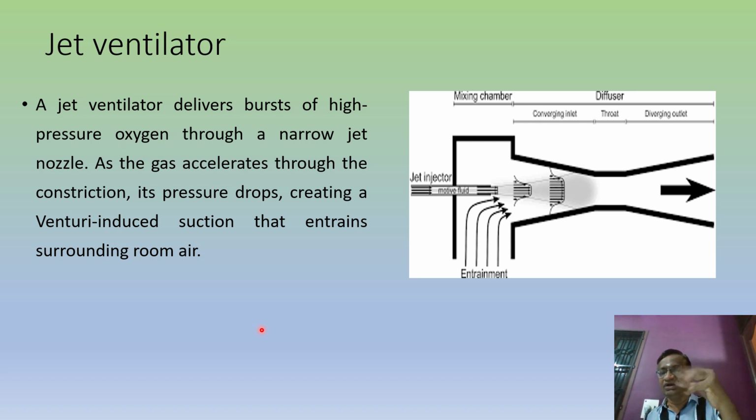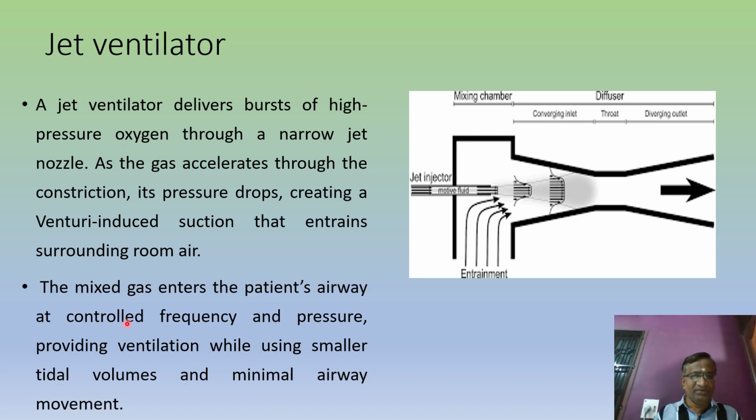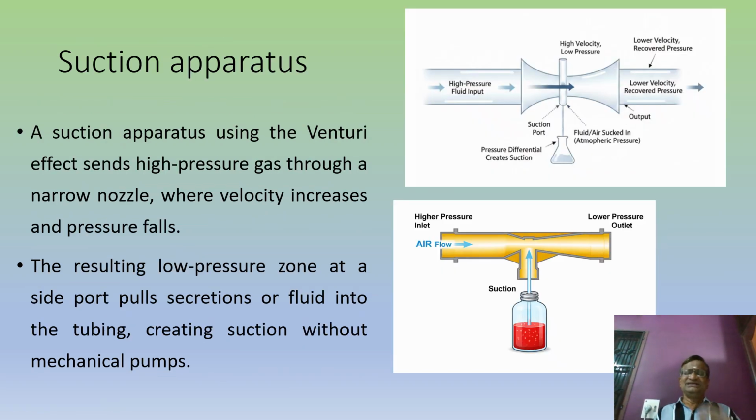We can also connect something like isoflurane and get it into the airway. The mixed gas enters the airway at controlled frequency and pressure, providing ventilation while using small tidal volumes and minimal airway movement. This is a simple jet ventilator, which utilizes the Venturi effect for entrainment of gases and pushes them into the lungs.